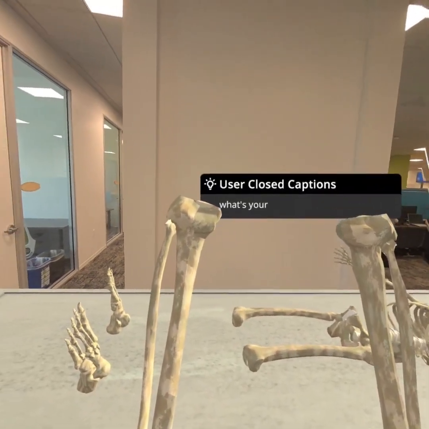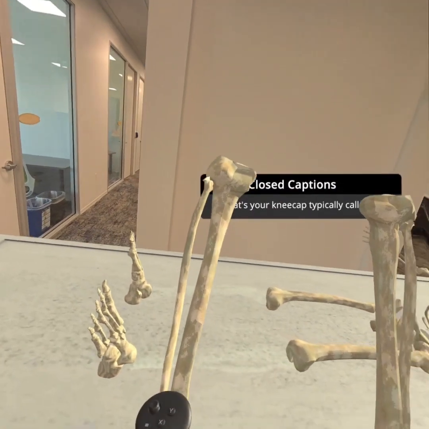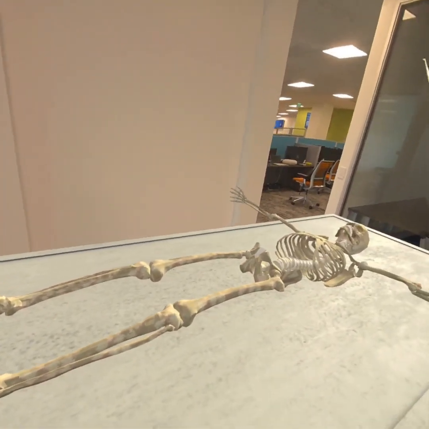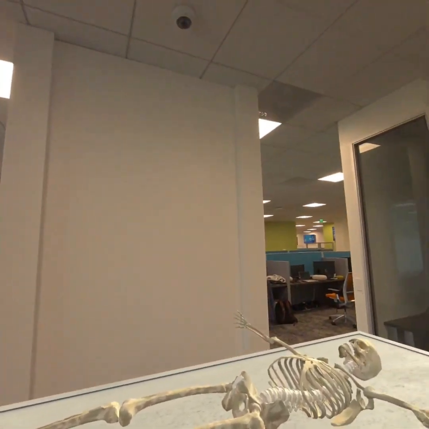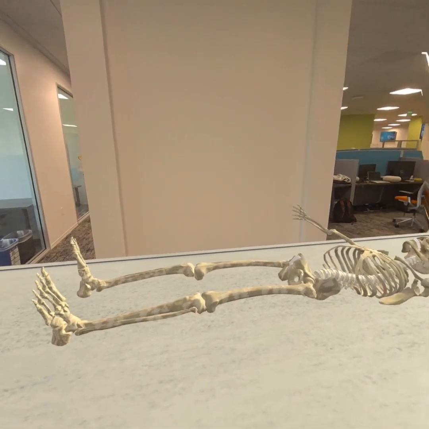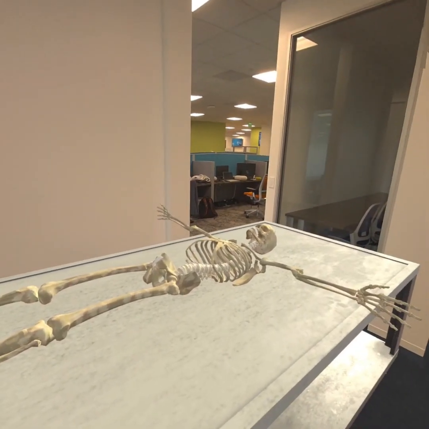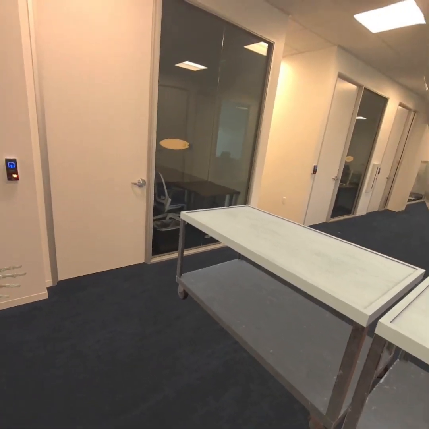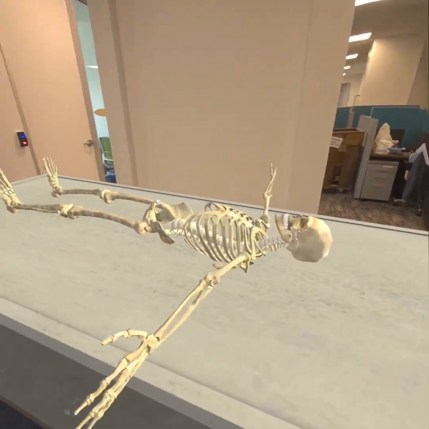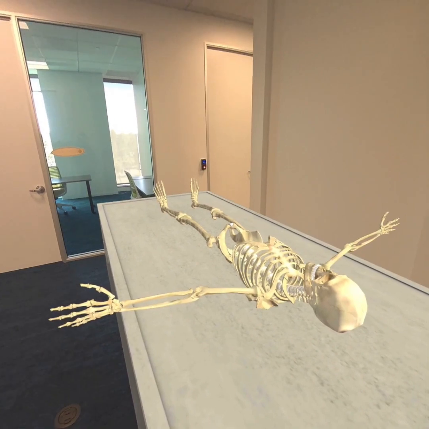What's your kneecap typically called? The kneecap is typically called the patella. It's a small bone located in front of your knee joint where the thigh bone and the shin bone meet. It protects the knee and connects the muscles in the front of the thigh to the shin bone, thus helping you move your leg more efficiently.